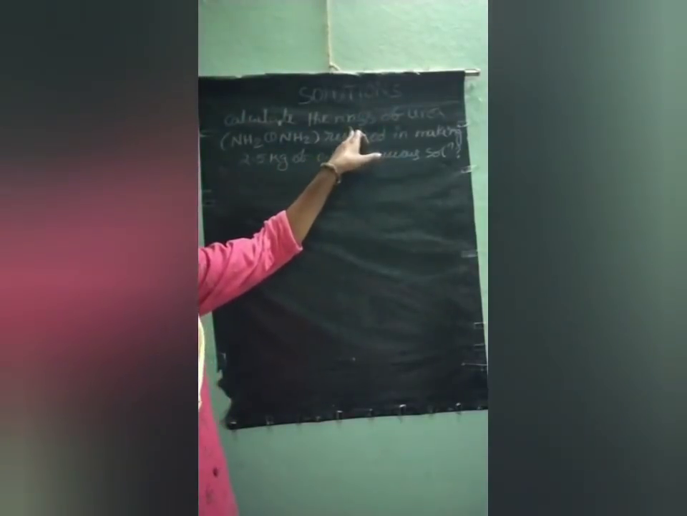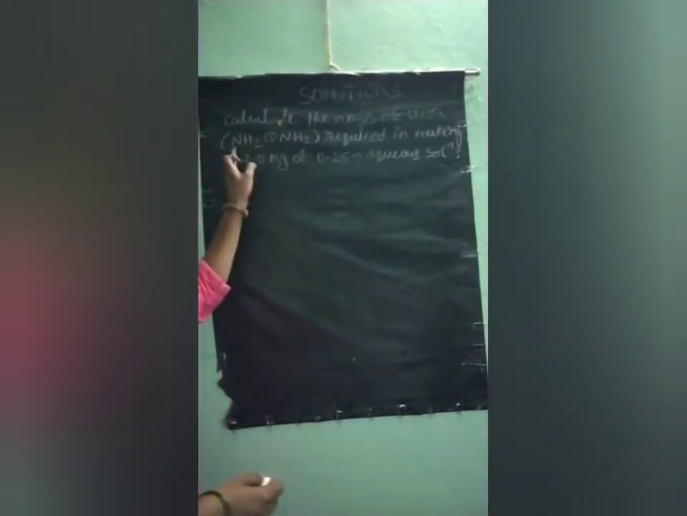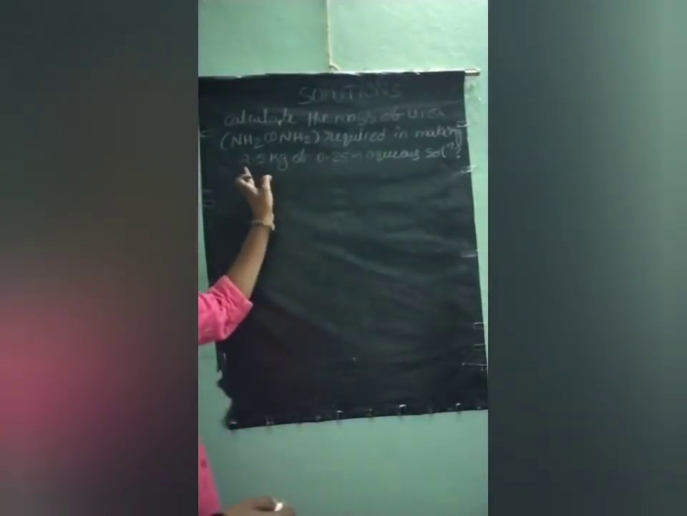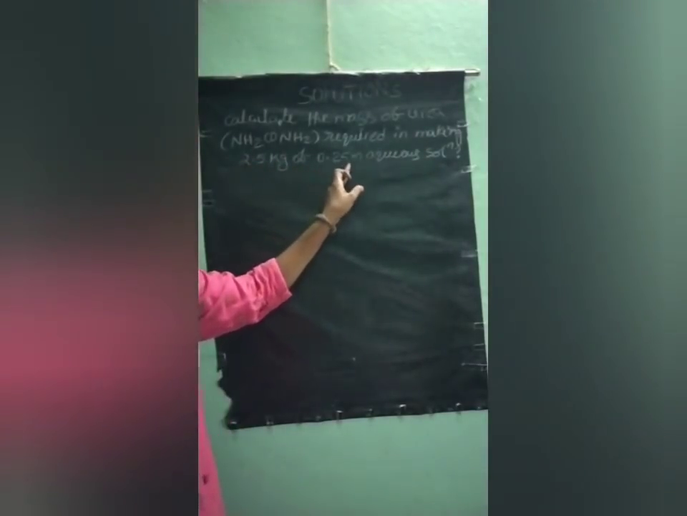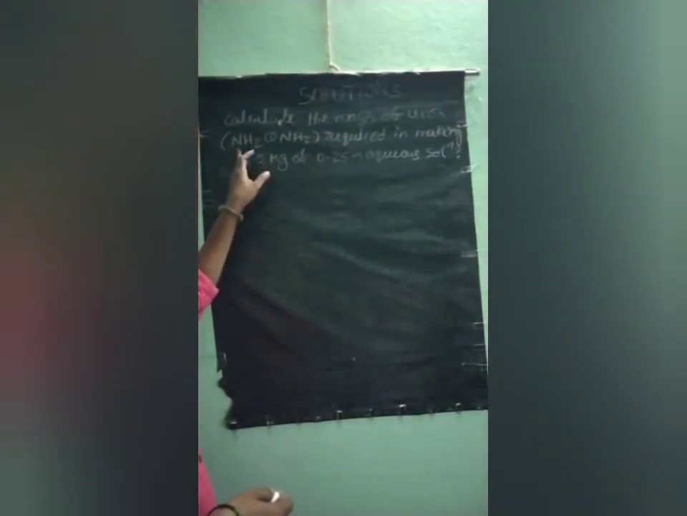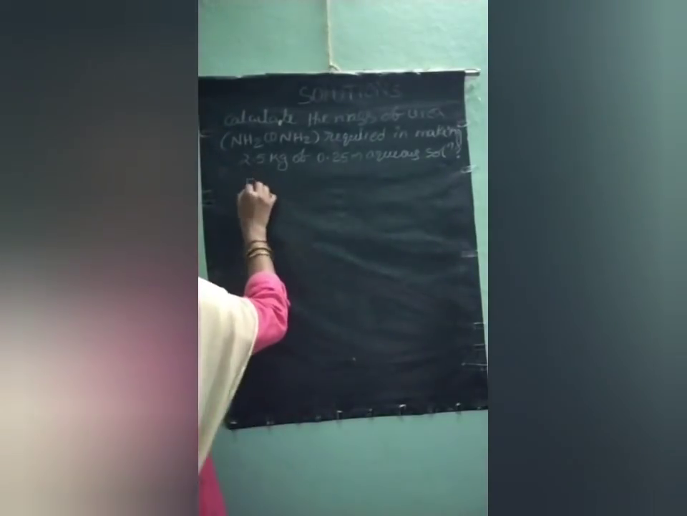Next problem in molality, the last problem: calculate the mass, or weight, both are equal, mass or weight of urea. The molecular formula of urea is NH2CONH2, required in making 2.5 kgs of 0.25 molal aqueous solution. Again I repeat, calculate the mass of urea, that is NH2CONH2, required in making 2.5 kgs of 0.25 molal aqueous solution, and the data is present in the problem.